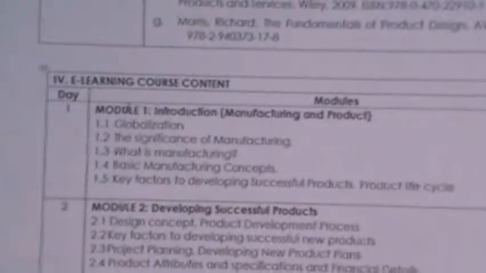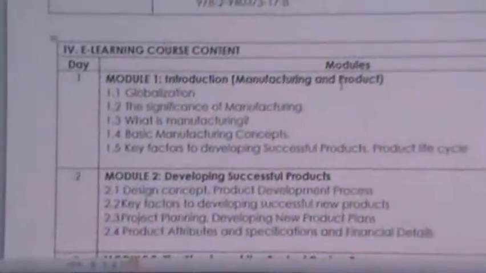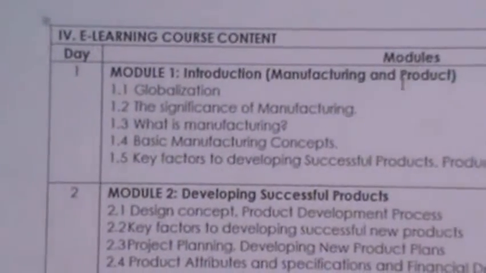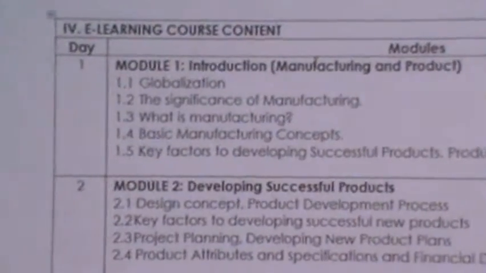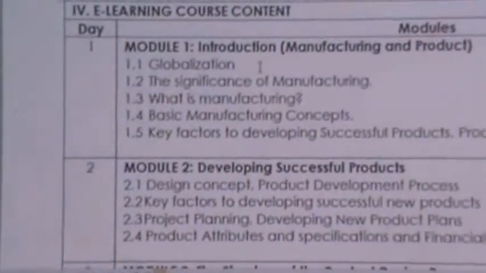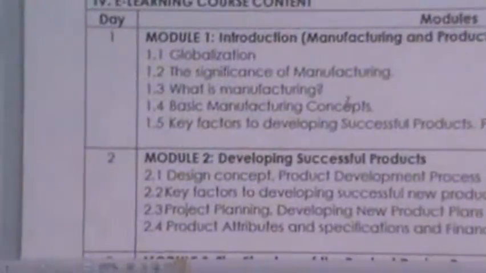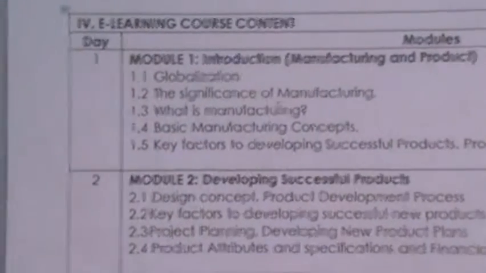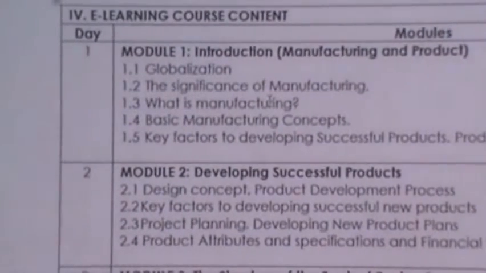Course contents. Module number 1 is the introduction to manufacturing and product design: product design, engineering design, development process and activities, and we will also focus on manufacturing. We will talk about very important terms like globalization, significance of manufacturing, manufacturing enterprise, and at the end of this module we will also talk about the product life cycle.